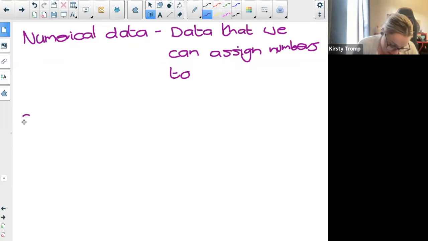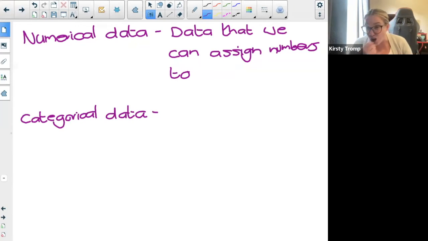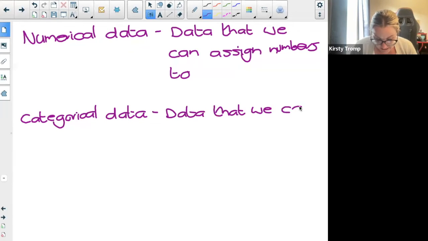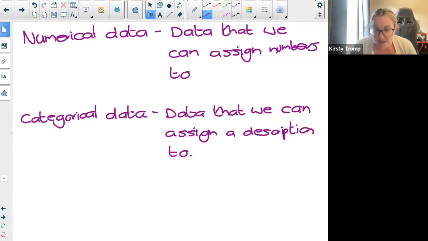If we're looking at categorical data, there we're looking at items which can be described. So data that we can assign a description to. Data that we can assign a description to.